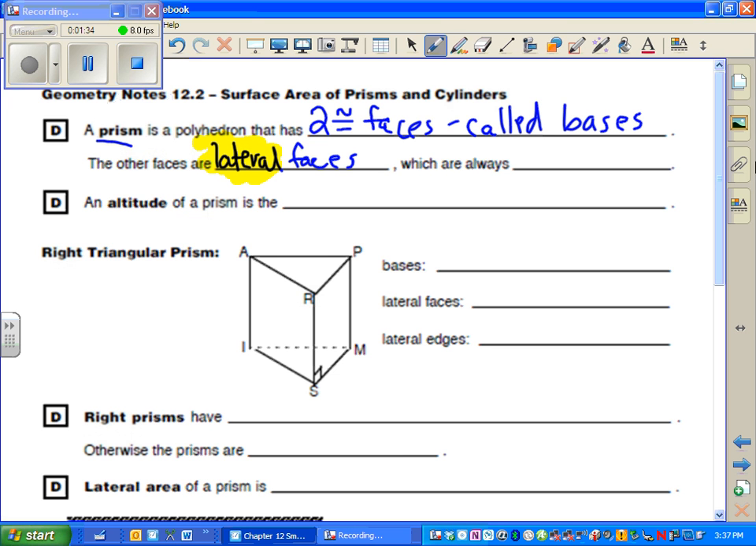Now, for us, the lateral faces are always going to be in the shape of a rectangle. They could vary, they could be parallelograms, but for our sake, so I'm going to put a little star right there, they're always going to be rectangles. The altitude of a prism, which we've referred to as the height, for our sake is the length of the lateral edges.